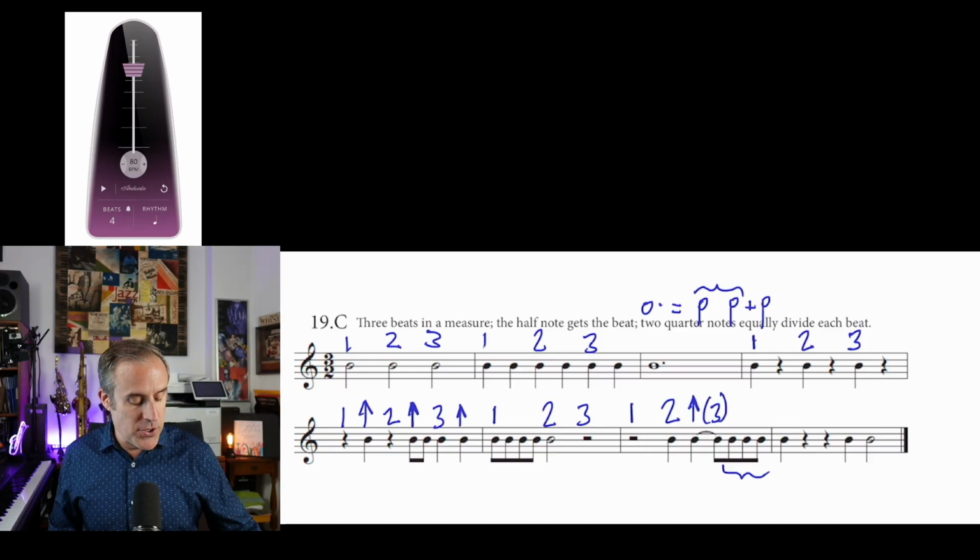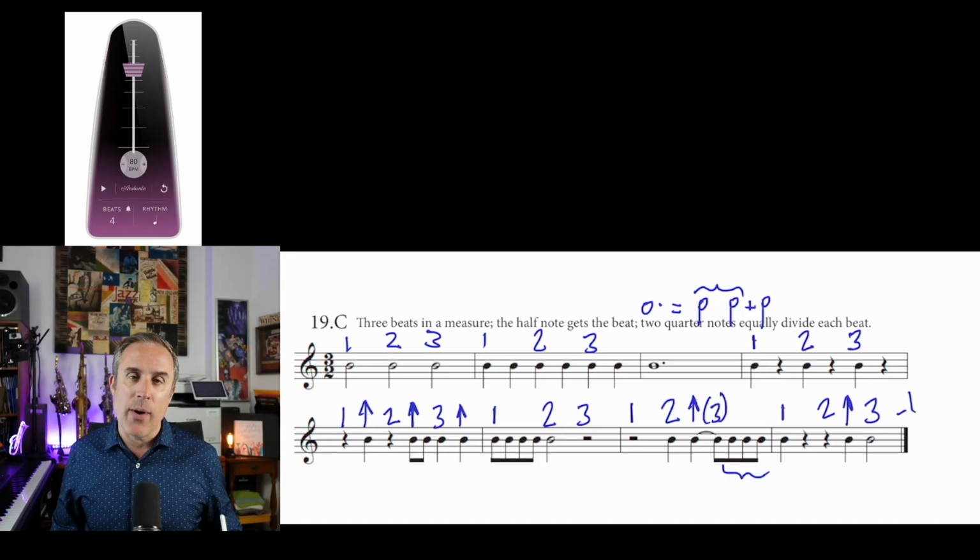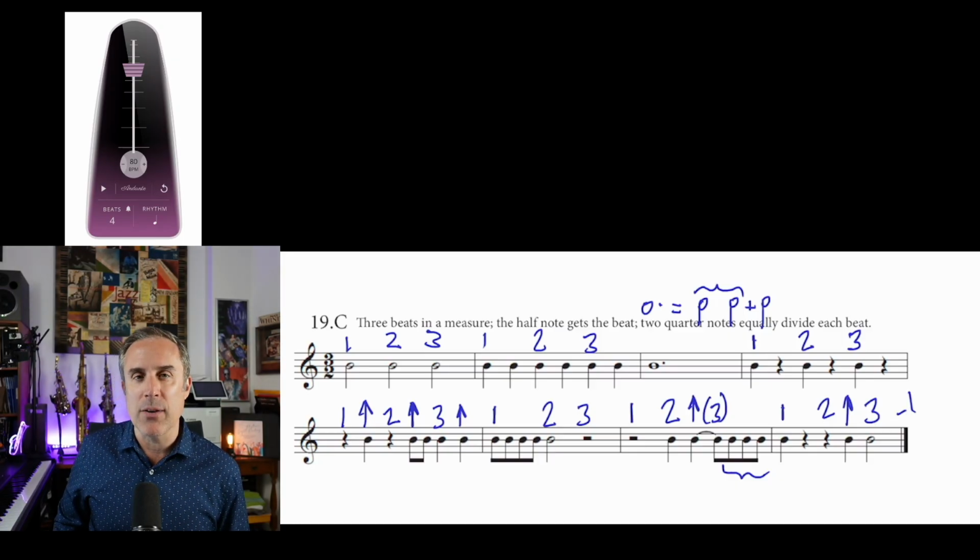And then in the last measure, we have a quarter note on beat 1. We have a quarter rest on beat 2 with this quarter note coming in on the upbeat of beat 2. And then we're landing on beat 3 with this half note. I would write -1 here, so I hold that out full value.